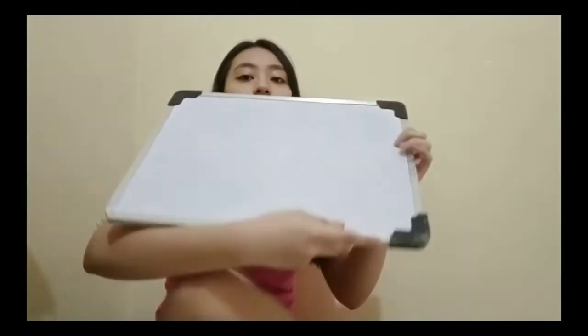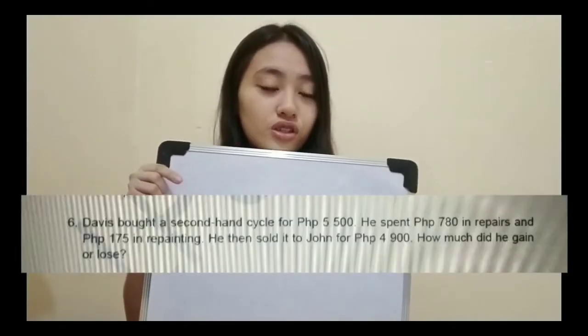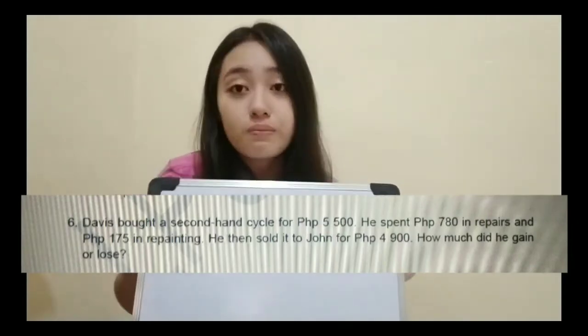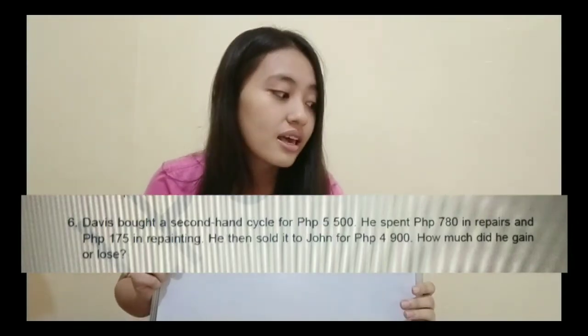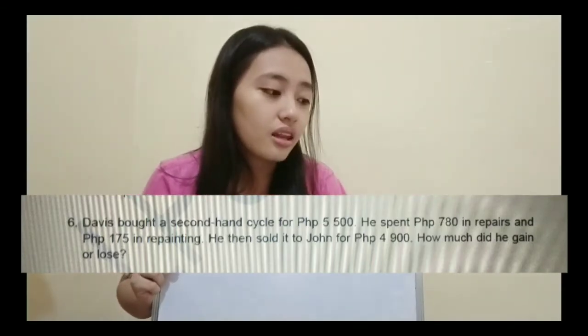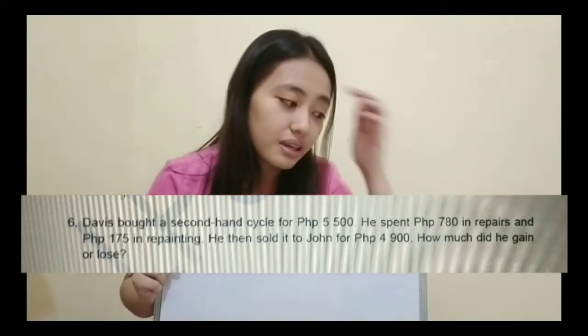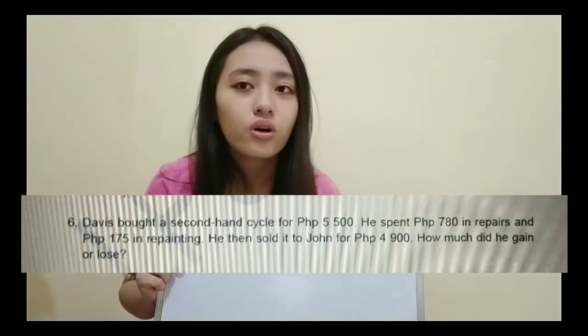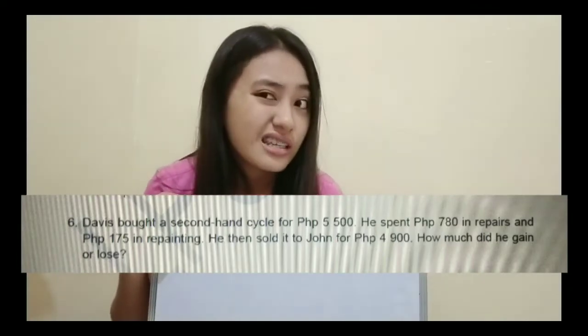Now, for the second to the last topic, we will be dealing about profit or loss. So, ang napili ko here, nasagutan ay number 6. It says, Davies bought a second-hand cycle for 5,500 pesos. He spent 780 in repairs and an additional 175 pesos naman in repainting. And then, after the repairs and the repainting, he then sold it to John for 4,900 pesos. Now, the question is, how much did he gain or lose?